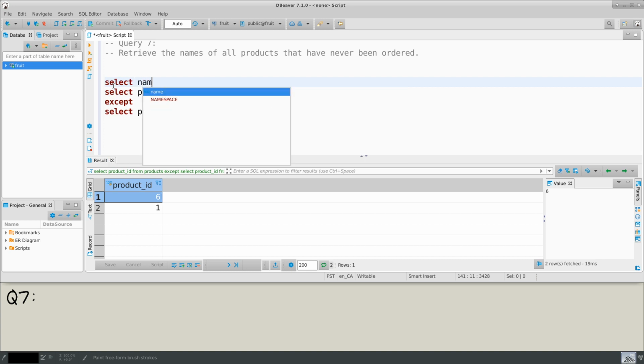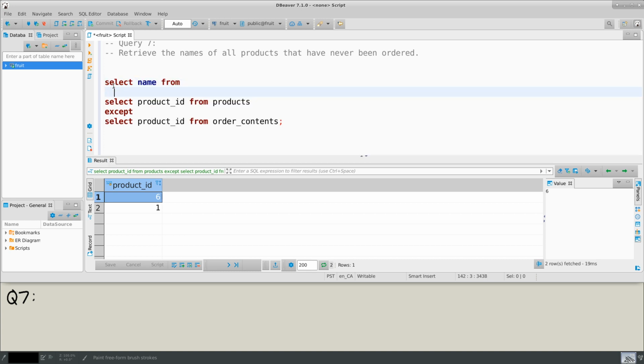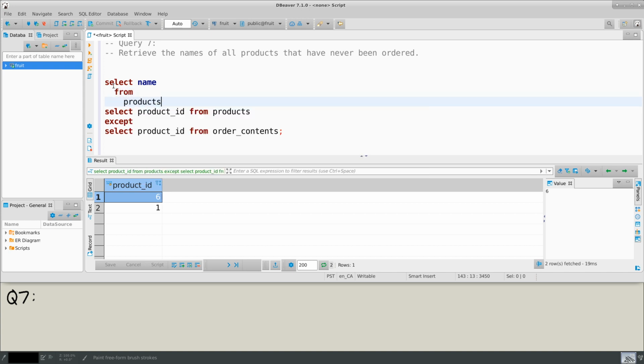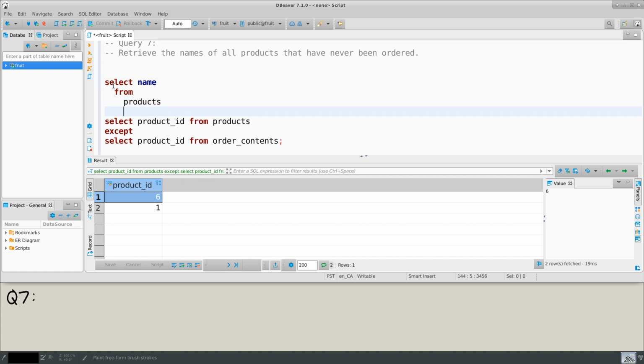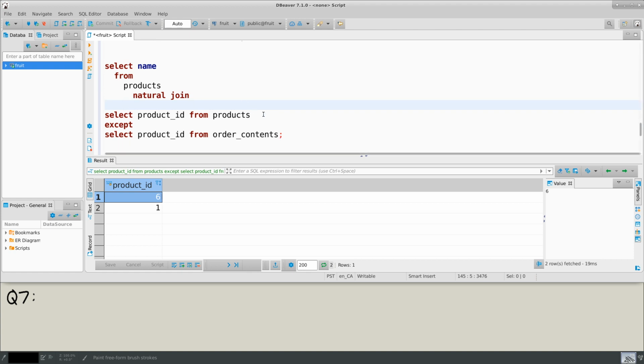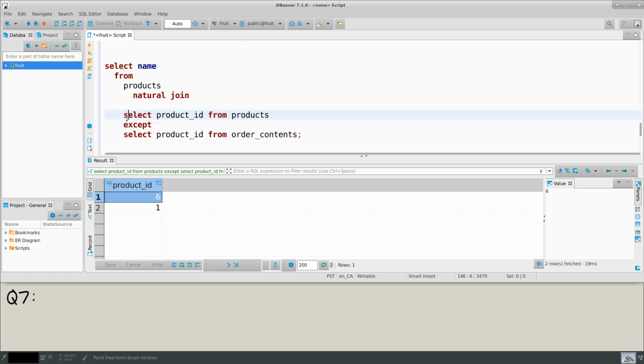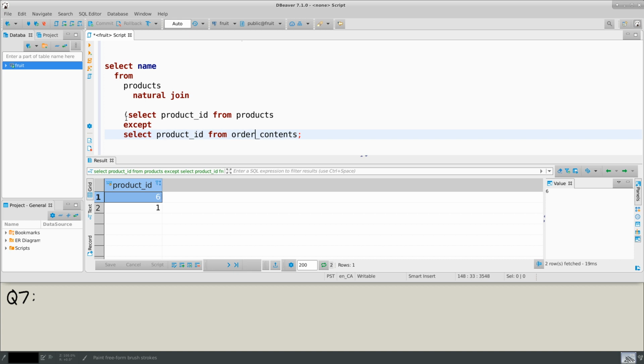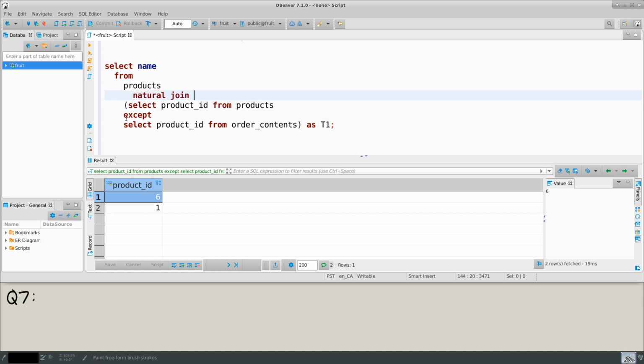So now I'm going to select name from products. When you autocomplete with this, it tries to give it a name. Natural join, and then I'm going to natural join with this subquery. And we'll have to give the subquery a name as well. All right. So see what we think of that. There is a list of the names of all the products that have never been ordered.